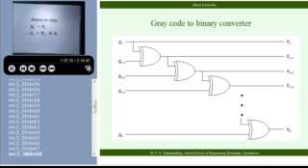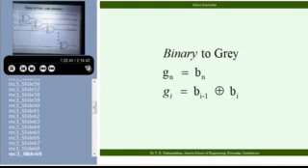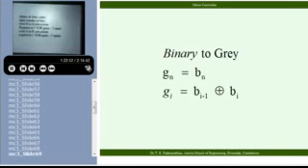The reverse, binary to gray. This forms the relationship. Again the highest bit is the same. The other bits are given by these relationships. That gives the corresponding encoder. You can verify this later on and see whether that is okay.